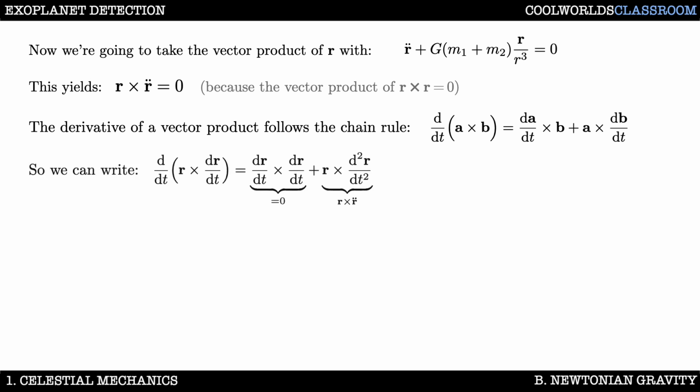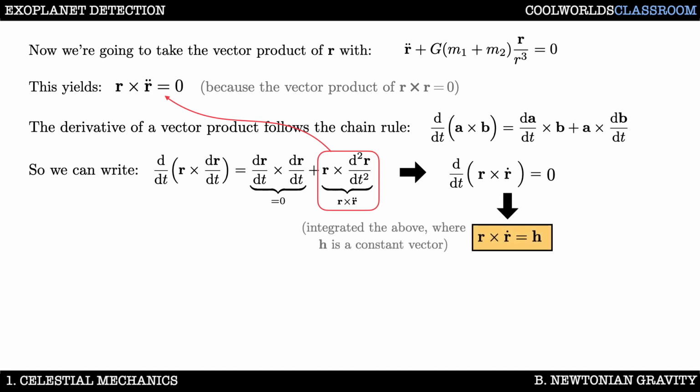So if we write a equals r and b equals r dot, then we get another self-product which goes to 0, and then we recover the r cross r double dot term. So this means that since r cross r double dot equals 0, then the derivative of r cross r dot must equal 0 too. And we can just integrate that with respect to time to obtain this key result, where h here is a non-time evolving vector, and I'm going to stick a box around this because it's so important.